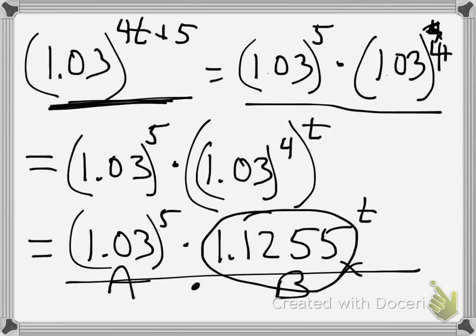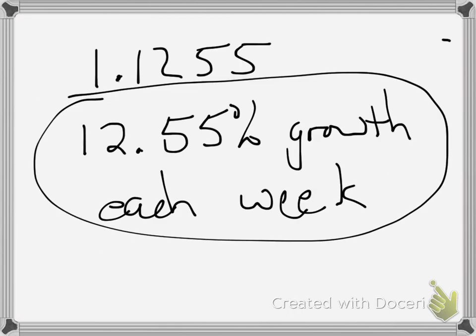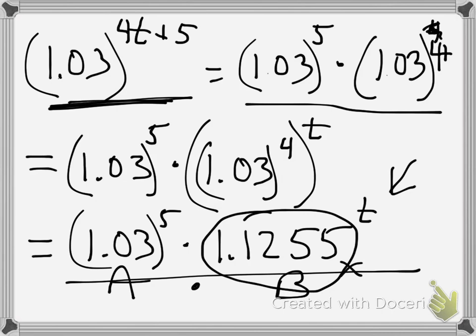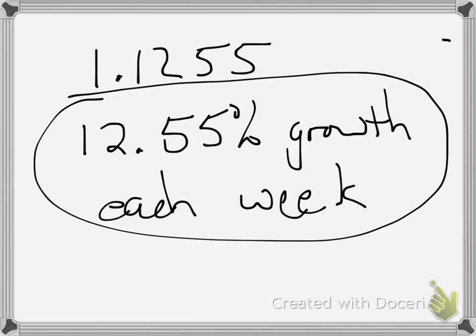So I had to do a lot of algebraic manipulation to get my equation to just have that exponent right here of t. And once I had that, I just had to look at this b value, or the value that is being raised to the t power, and then I could answer my question. There's a 12.55% growth each week. Hopefully this helps you with this set of exercises.